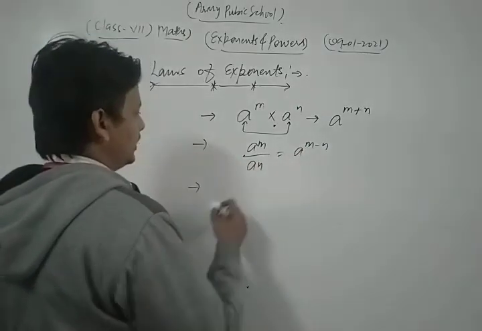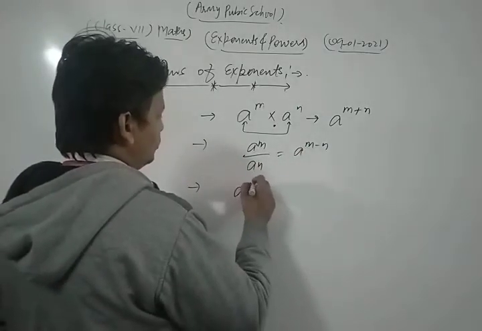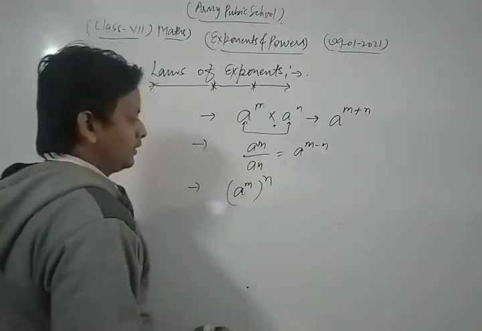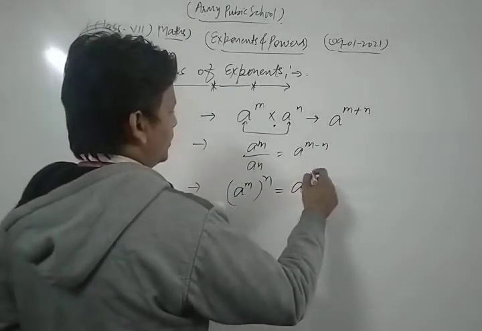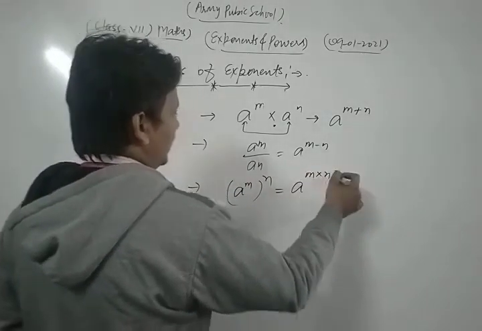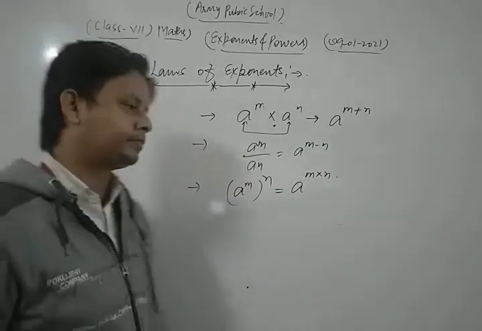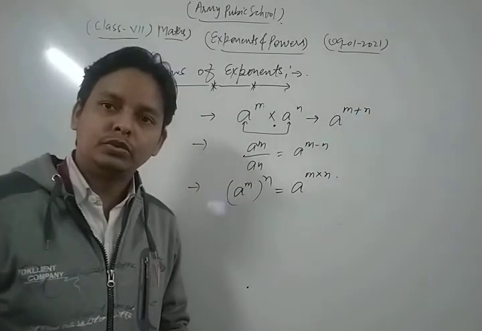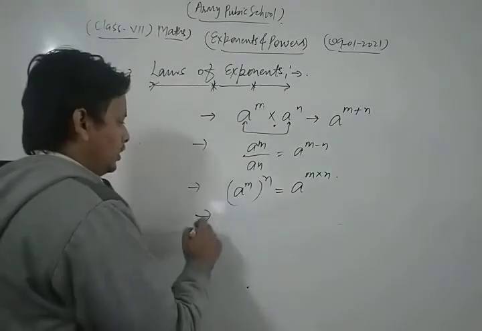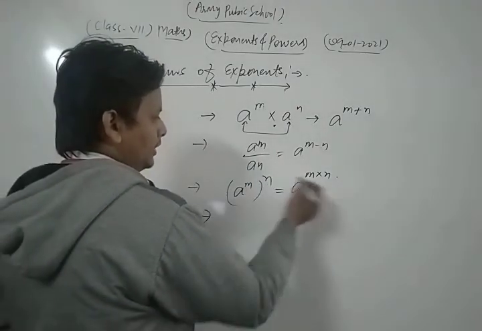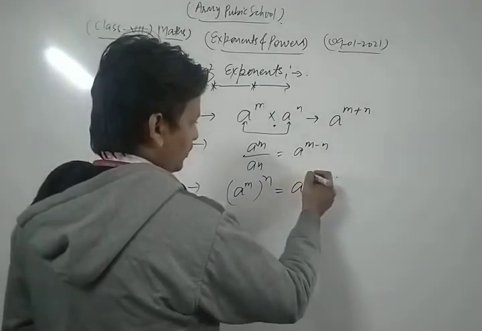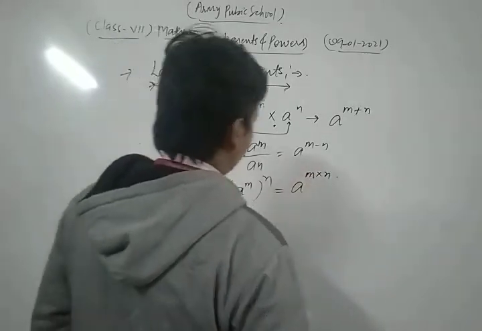Now the second one is what? If we have a to the power m to the whole power n, then we can write a to the power m into n. A to the power what? m into n. Okay. Now the powers will be multiplied in this way.